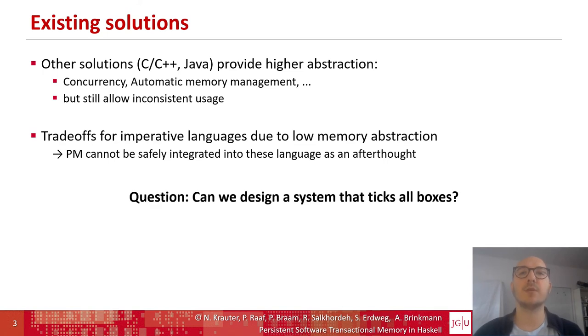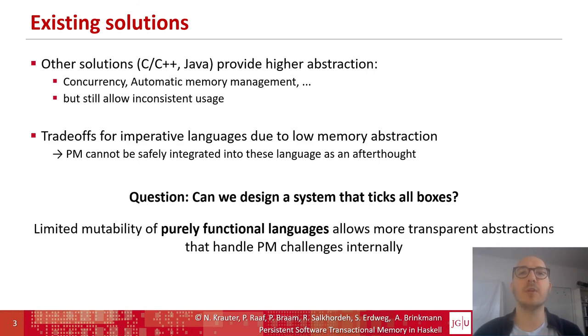So we ask the question: can we design a system that ticks all boxes, that handles all the challenges discussed previously in the background without the application developer needing to worry about it? And we found that with their limited mutability, purely functional languages are exactly the right paradigm, as they offer the right constraints to build very transparent abstractions when working with PM. We can design specific solutions for the limited set of mutating operations that are available in the language.